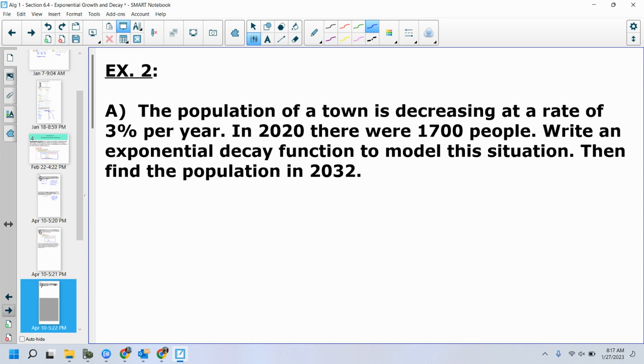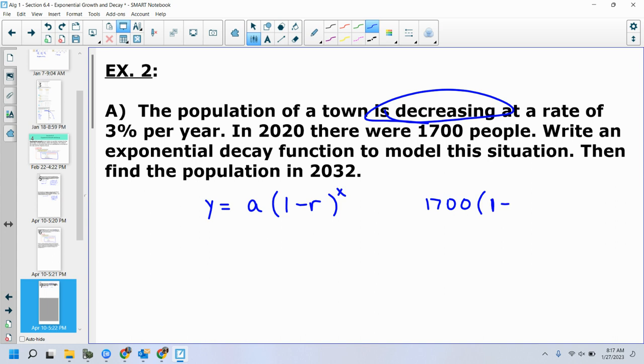All right, so starting value, again, the equation is y equals a times 1 minus r to the x. How do I know to use the minus instead of the plus? The word decrease, right? Look at the context. Is it going up or coming down? If it's going up, you use a plus. If it's going down, you use a minus. Okay, what's our a value in this case? Chloe? 1,700. And then we have a 1 minus what? Robert? 0.03.